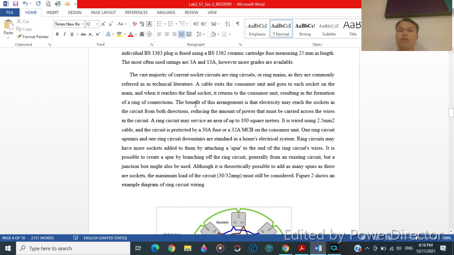The benefit of this connection is that the electricity will reach the sockets in both directions. So it will reduce the amount of power that must be carried across the wires in the circuits. So it is more electrically safe, electrically efficient and safer.